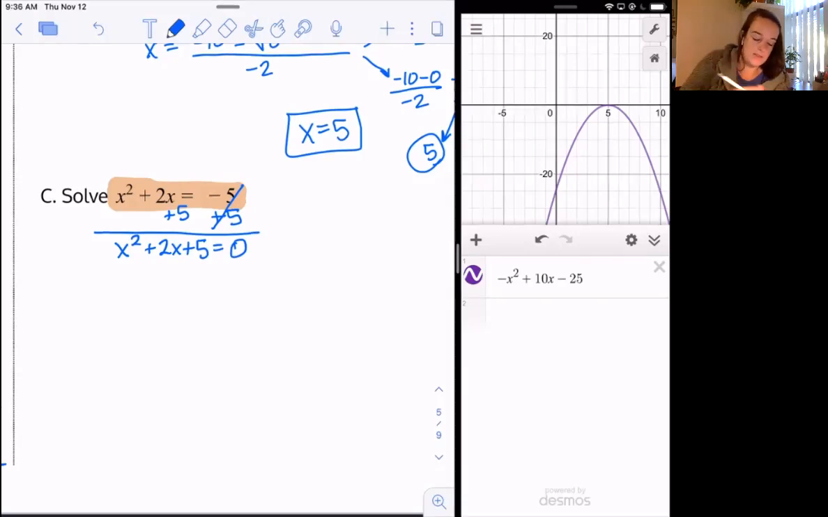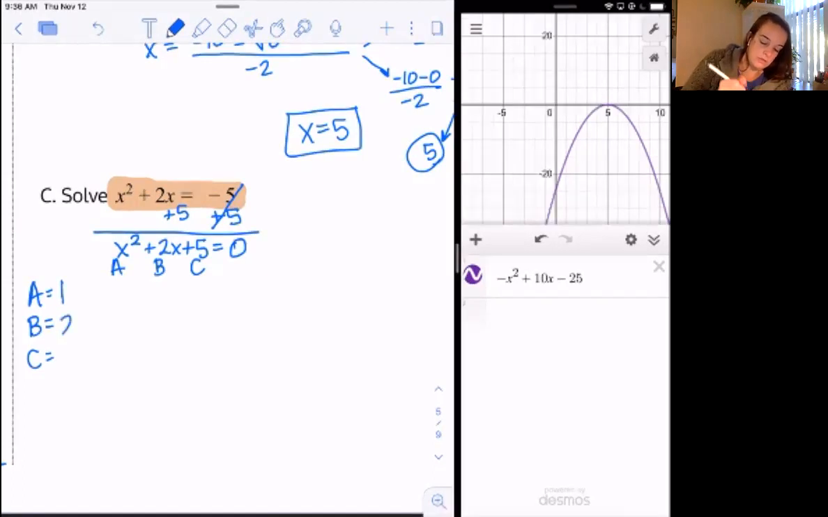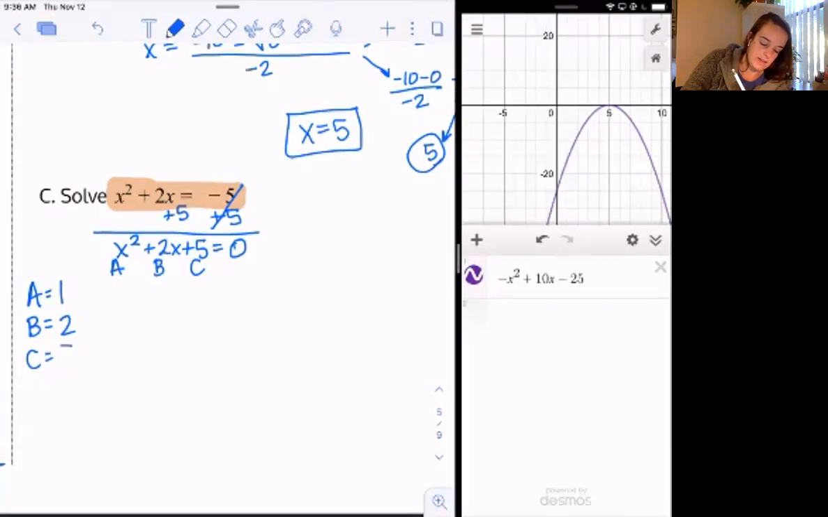My second step is to figure out what A, B, and C are. So I have A, B, C. Ooh, a little laggy there. Sorry, y'all. So A is 1, B is 2, C is 5.